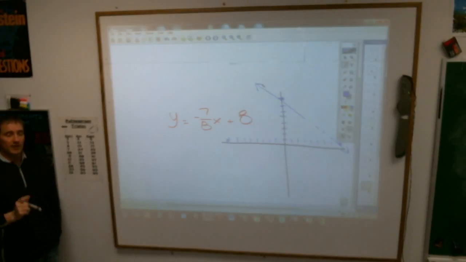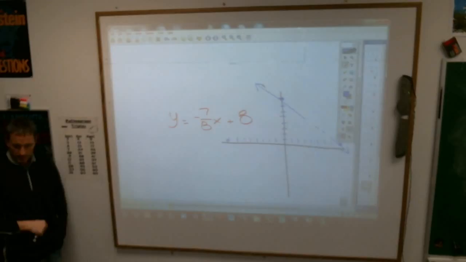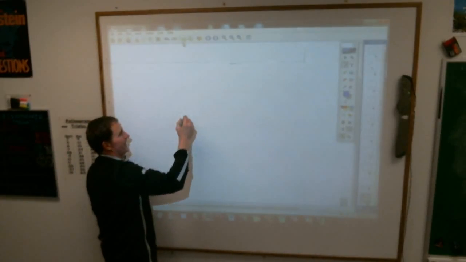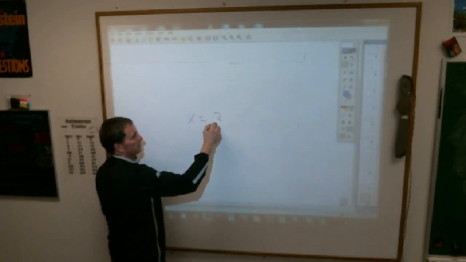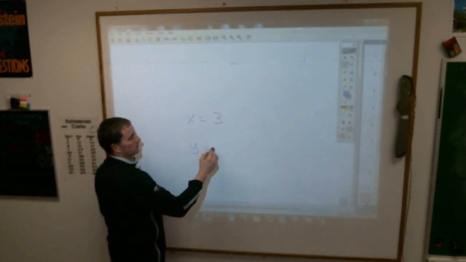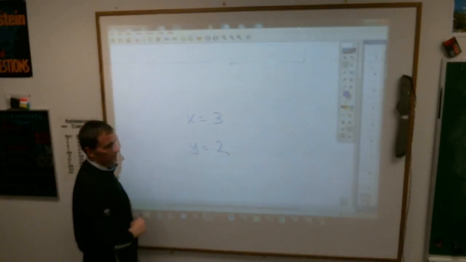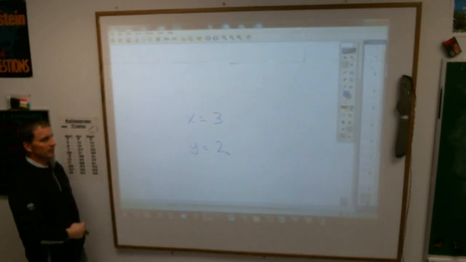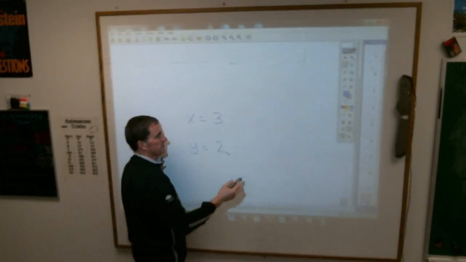Okay. Now, the only exceptions to this are these. Please write this down in your notes here. The only exceptions are when you have x equals a number, and when you have y equals a number. Those are still linear equations, and you could kind of call them both in slope-intercept form, but this is the deal.